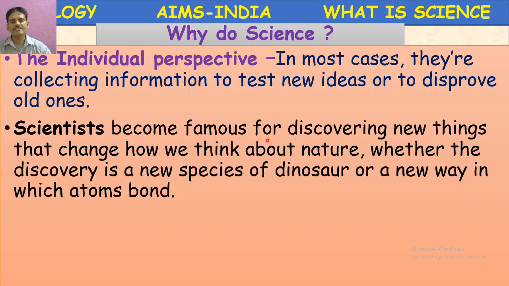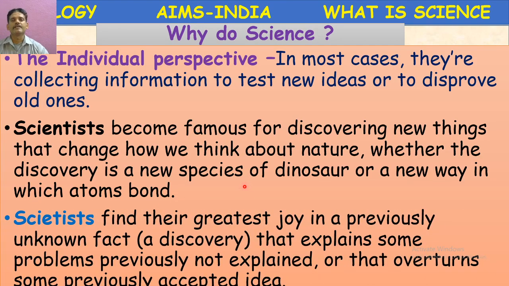Scientists become famous for discovering new things that change how we think about nature, whether the discovery is a new species of dinosaur or a new way in which atoms bond. Okay, if it is the biological aspect, dinosaur, new species, discovery. If it is the chemistry aspect, atoms, bonds. Like that, every subject has its own individual perspective. It depends on the interest of that scientist, the area in which he has a grip.